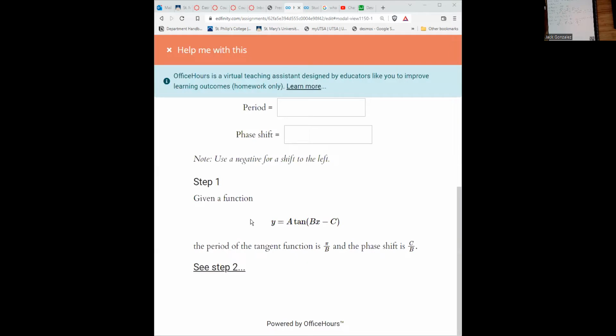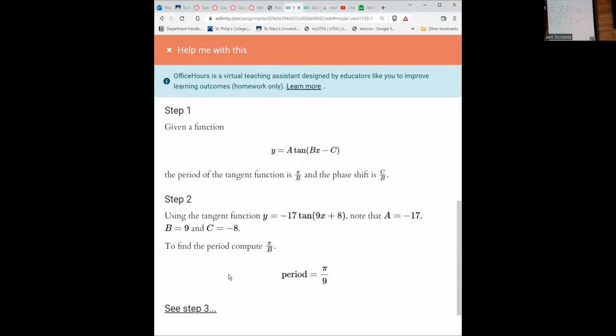Let's look at this example here. In the notes on the PDF I sent, it says phase shift is equal to C over B. The period is pi over B for tangent. So you take these guys here, C divided by B. So in our example, the period is just pi divided by the 9 right here. Nothing crazy. You just take this 9, divide into the pi.